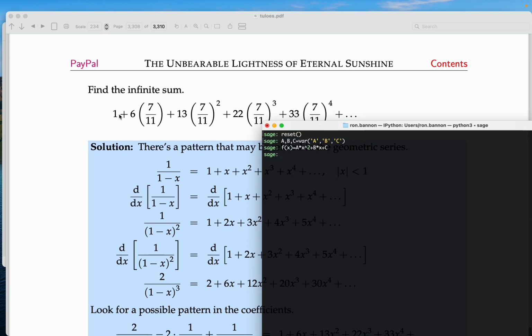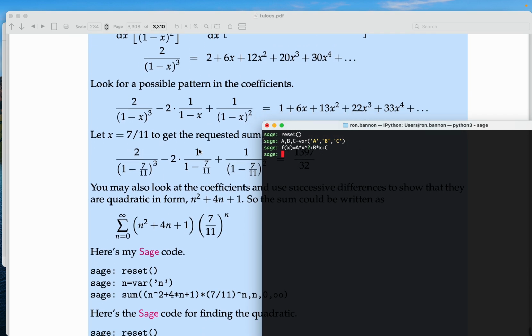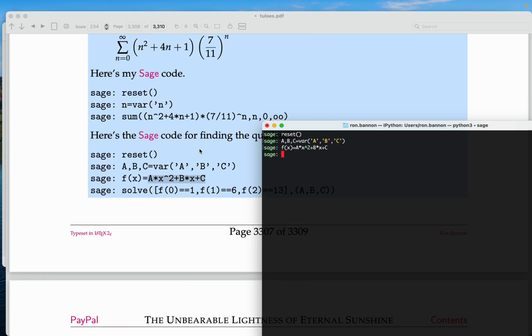So what I'm doing is saying f of 0 would be 1. When I say 0, it's because the first term is the 0th term. The second term, f of 1, would be 6, and then f of 2 would be 13. So I typed that in, and I didn't do much else than use Sage code to do that.